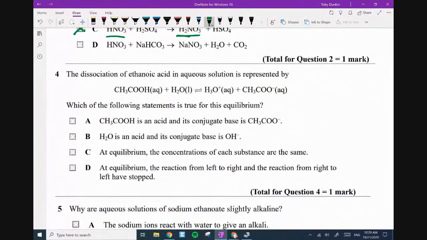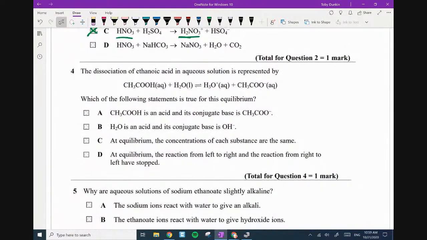The dissociation of ethanoic acid in an aqueous solution is represented by this. Oh, look at that. That is not the dissociation. That is the Lewis equation. Isn't that clever? Which of the following statements is true for this equilibrium? Ethanoic acid is an acid, and its conjugate base is this. That's true, that's correct. So I think that's correct. Let's check the others are wrong.